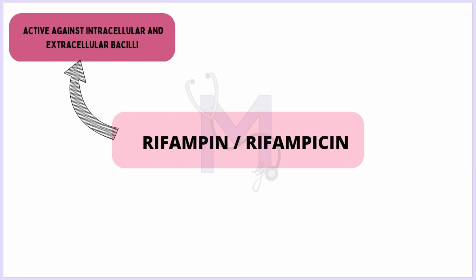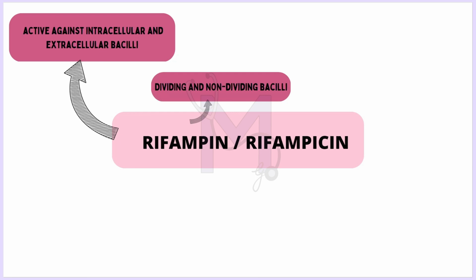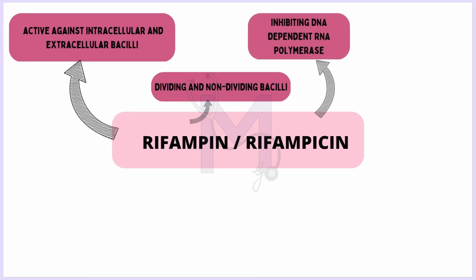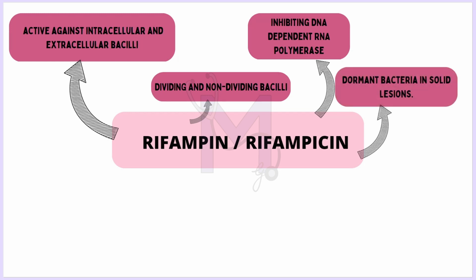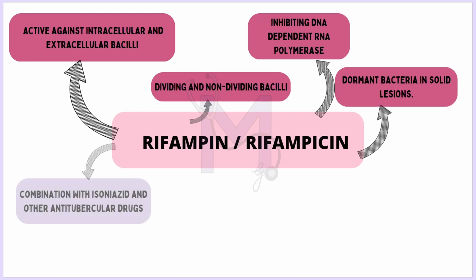The next first-line anti-tubercular drug is rifampin, otherwise known as rifampicin. An important characteristic is that it rapidly kills both intracellular and extracellular bacilli. It has a bactericidal effect against dividing and non-dividing bacilli, and as we discussed earlier, it inhibits the transcription of bacteria. Rifampicin is the only bactericidal drug active against dormant bacteria in solid lesions. It is mainly used in combination with isoniazid and other anti-tubercular drugs.